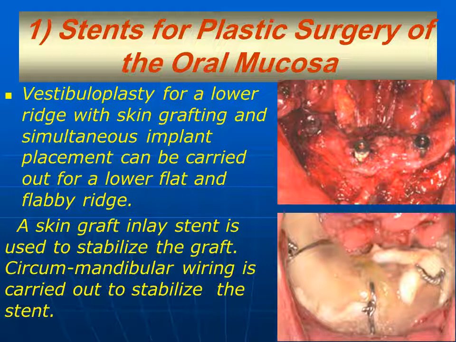Vestibuloplasty procedures for lower ridge can be done with skin grafting of these tissues, and at the same time we can place implants. That's to say, simultaneous implant placement can be carried out for a lower flat and flabby ridge. In these situations, a skin graft inlay stent is used to stabilize the graft, and we use circummandibular wiring to stabilize the stent in place to avoid its movement.